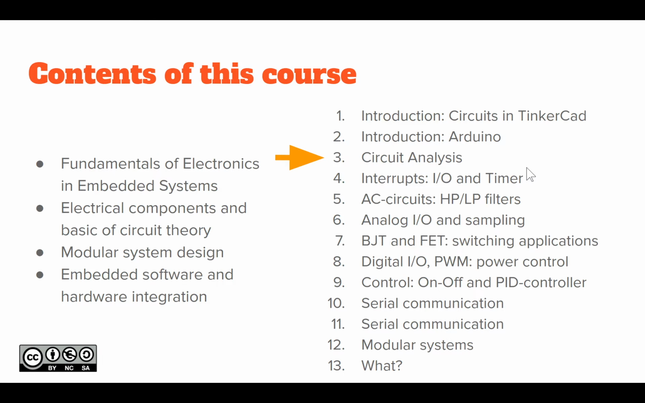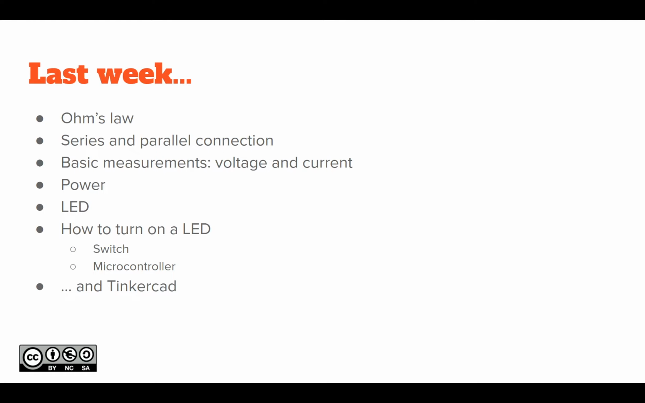Contents of the course. Okay, we are somewhere in the circuit analysis now. So the second week started. We are still going through the very fundamentals. Last week we had the Ohm's law, series and parallel connection of resistors, basic measurements like voltage and current, voltage across a device, and current should be put on the way the current goes. So in between you break the connection and put the current meter in the middle.